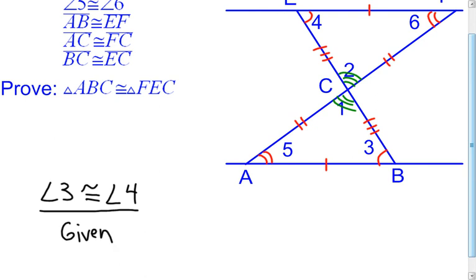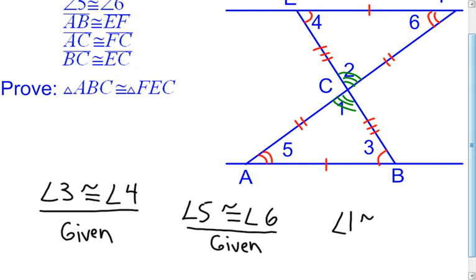I'm going to go on to my next statement, which doesn't matter where I put it. I can really put it anywhere on my piece of paper. I'm going to go with angle 5 being congruent to angle 6. Statement there, reason right underneath, that's given. And being I'm working with my angles, I'm going to work with my last set of angles that I know are congruent. Angle 1 is congruent to angle 2.